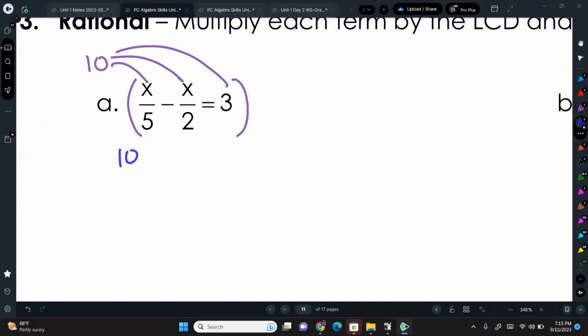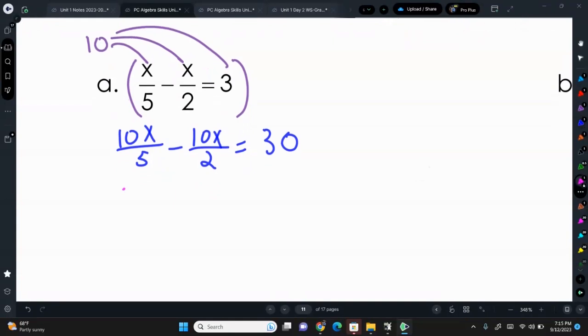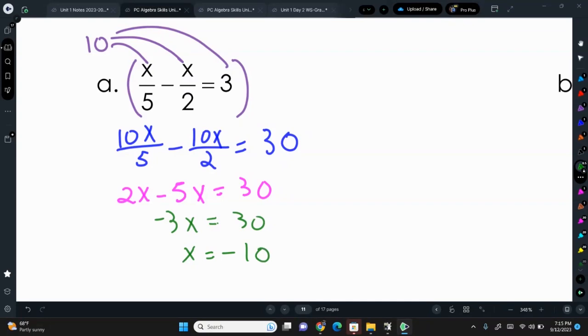So what that will do is give us 10x over 5 minus 10x over 2 equals 30. Right, then we can simplify 10 over 5 is 2, so we have 2x minus 5x equals 30. All right, now this is just a normal linear equation that we can solve. Negative 3x equals 30. Divide by negative 3, x equals negative 10. So we were able to get rid of all the fractions by multiplying everything by the least common denominator.